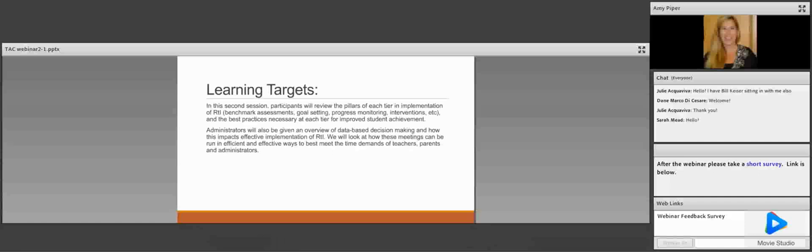The learning targets for this session: participants will review the pillars of each tier. We'll talk about Tier 1, Tier 2, Tier 3, and Tier 4 as far as implementation of RTI, the use of benchmark assessments, goal setting, progress monitoring, interventions, and best practices necessary at each tier to improve student achievement. I'd also like to give administrators an overview of data-based decision-making and how this impacts effective implementation of RTI. We'll look at data-based decision-making meetings and how they can be run in an efficient and effective way to best meet the time demands of teachers, parents, and administrators.